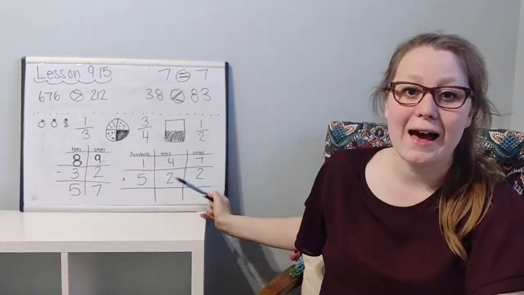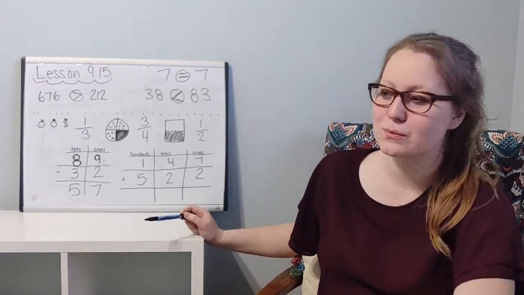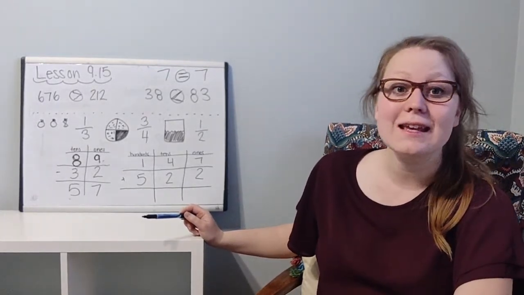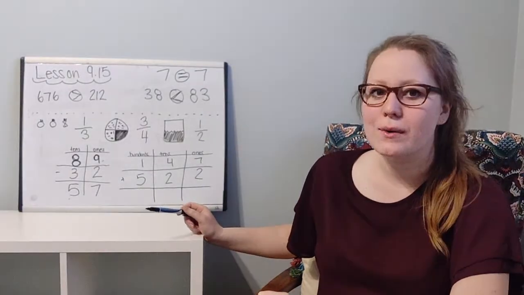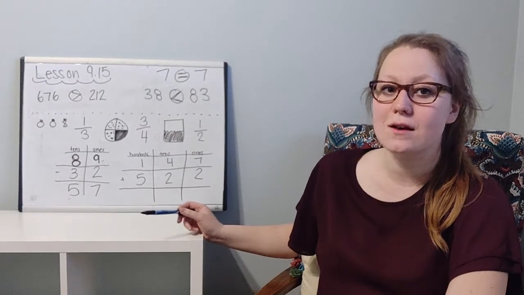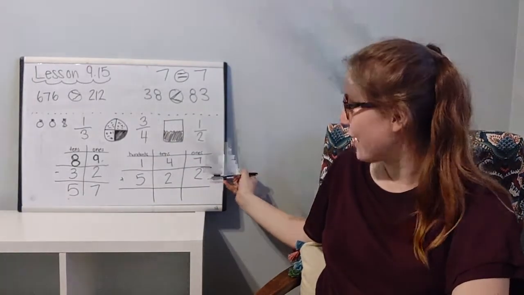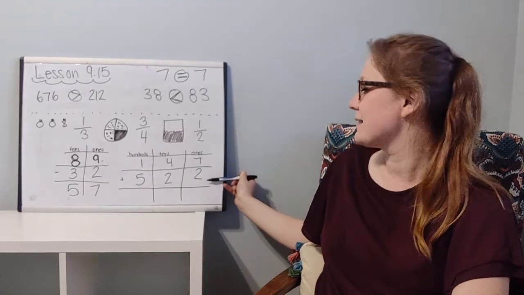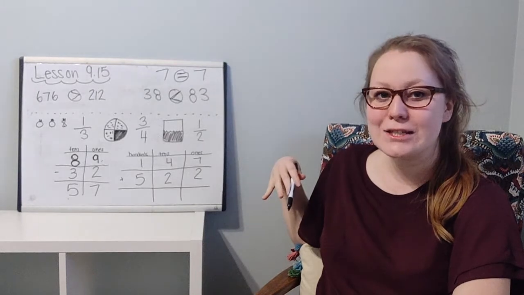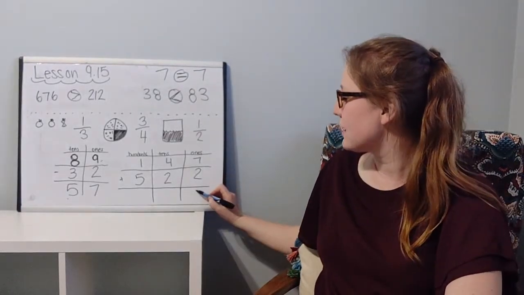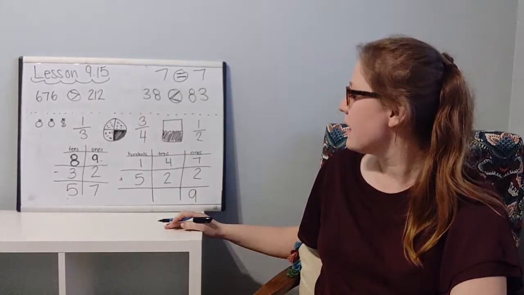Let's move on to our adding practice. So here we have a 3-digit number, which means we have hundreds, tens, and ones for this question. But again, we always start with the ones column. My ones column is 7 plus 2. What is that? If I have 7 and I add 2 more, my answer is 9.